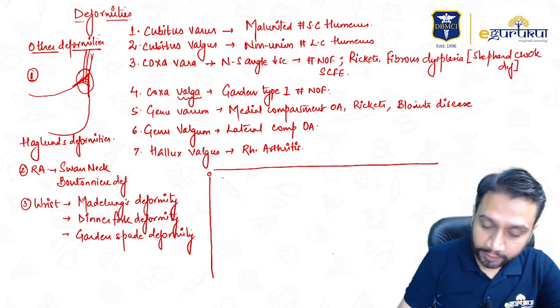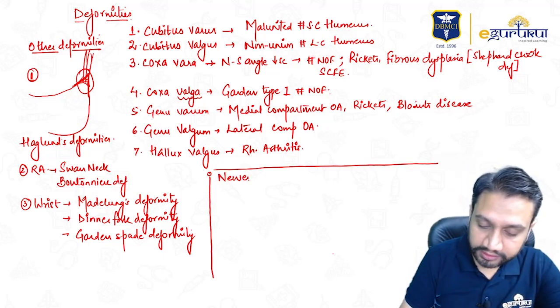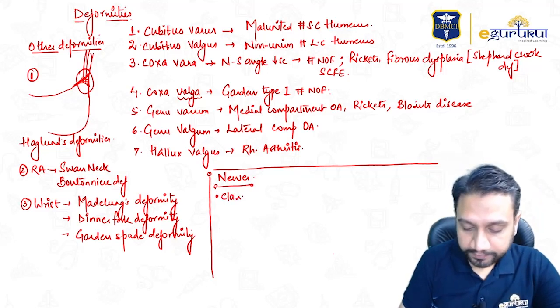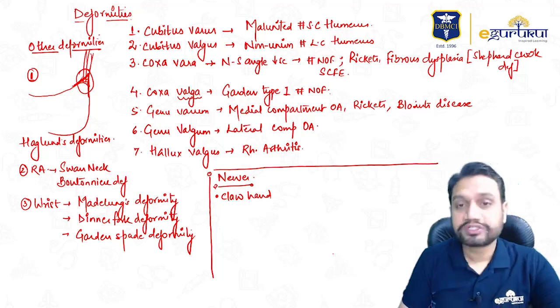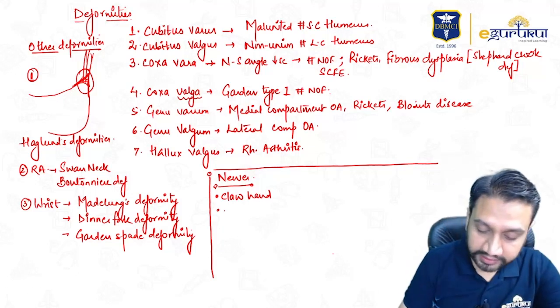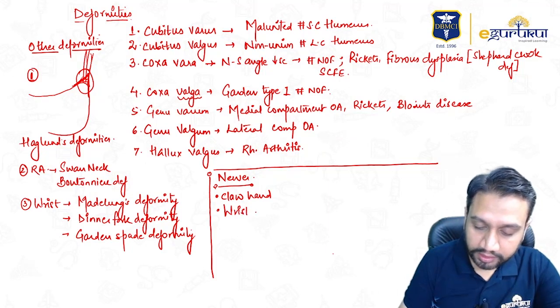For example, when you talk about the deformities which are related to the nerves, with the problems of the nerves in the hand, we have got the claw hand. We have the claw hand, which can be the ulnar claw, median claw, or the complete claw hand basically, or the wrist drop or the finger drop.